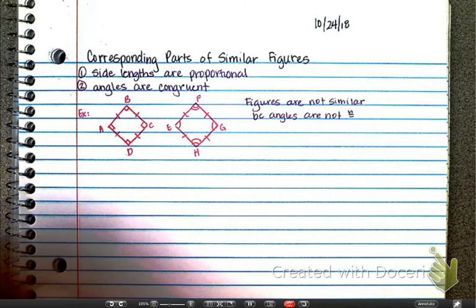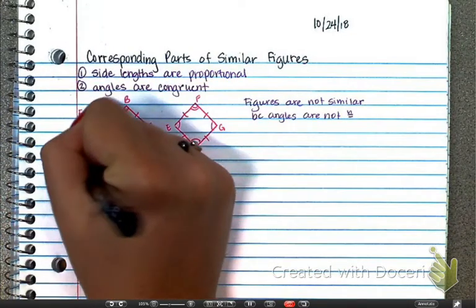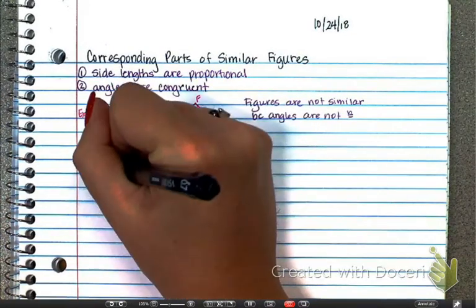All right, let's try another one. We're going to look at two different triangles, and we're going to decide if these triangles are similar.